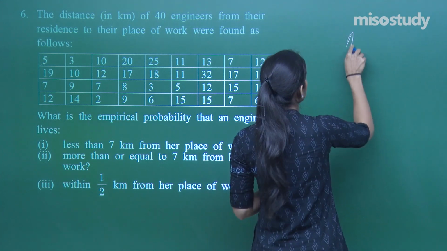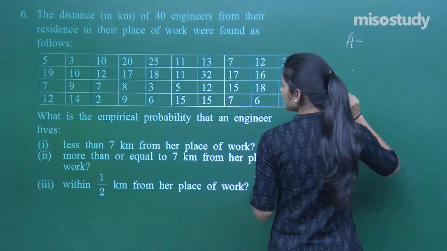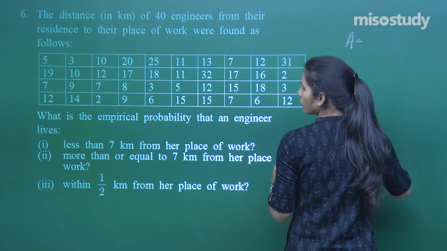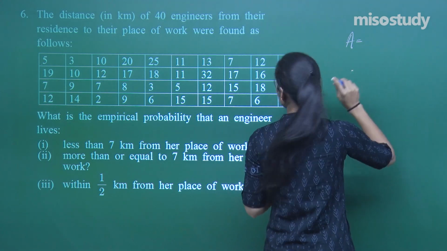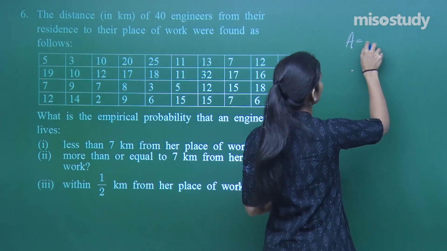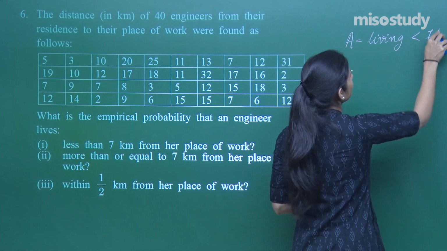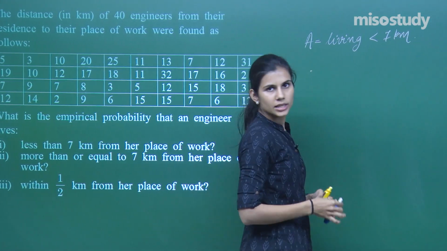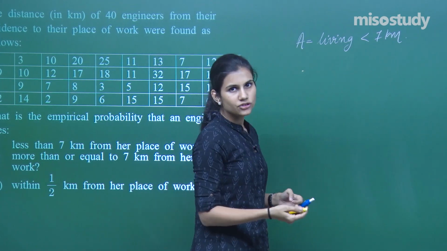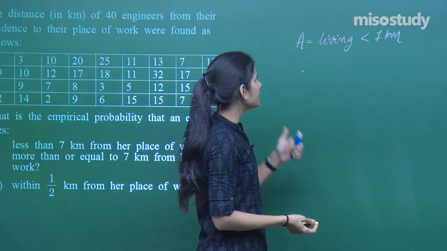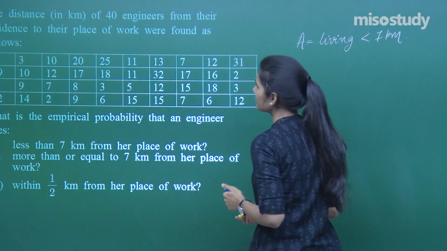So if I say A is less than 7 kilometers from the place of work, what is the probability that an engineer lives less than 7 kilometers from her place of work? Let's see. Out of 40 engineers, how many engineers live less than 7 kilometers away from their place of work?